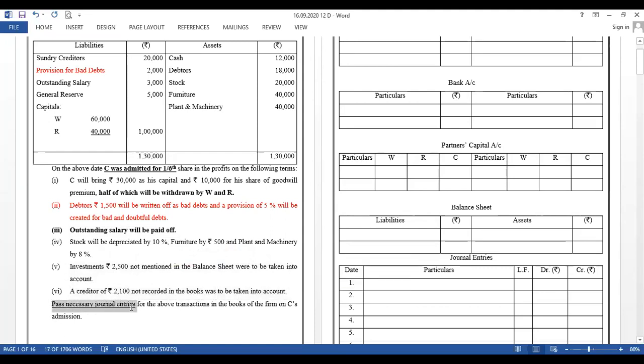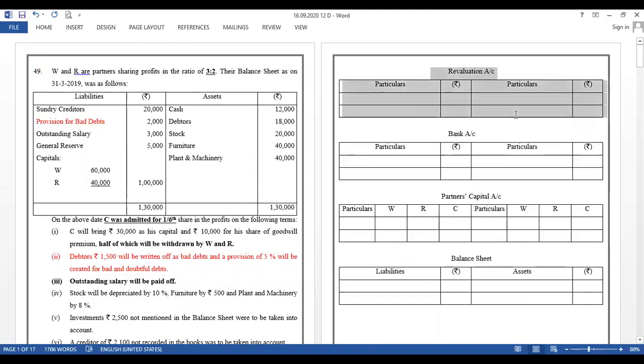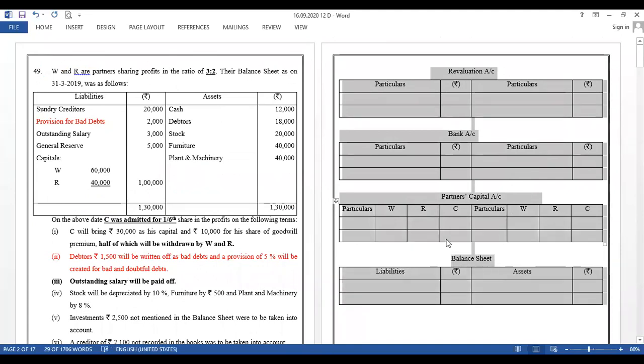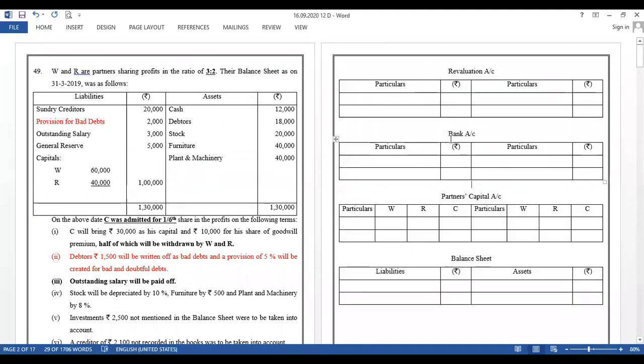Pass necessary journal entries. That's the question. You can see the revaluation account, partners capital account, bank account and balance sheet. This is the format. A bank account is generally not asked, but I have a practice of using a cash or bank account, just because the students are clearer, since whenever they journalize, I want them to write the bank entry over there also.